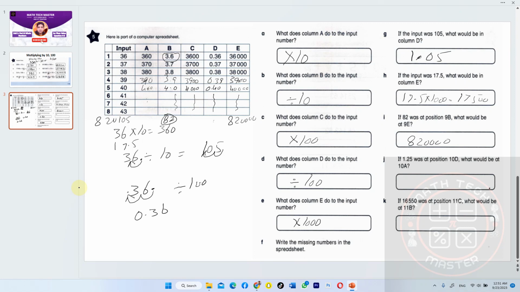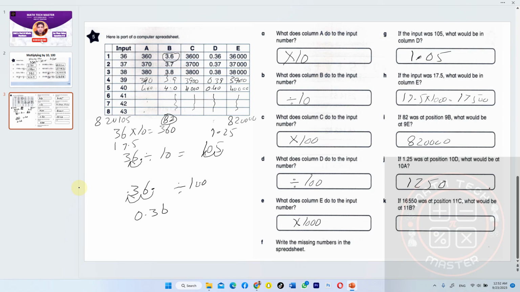If 1.25 was at the D position 10D, now 10D is this number. What would be at 10A? You can see that there is a multiplication by 1000 to the number of D. So we will write down the number 1250, because when we multiply 1.25 by 1000, it will be 1250.